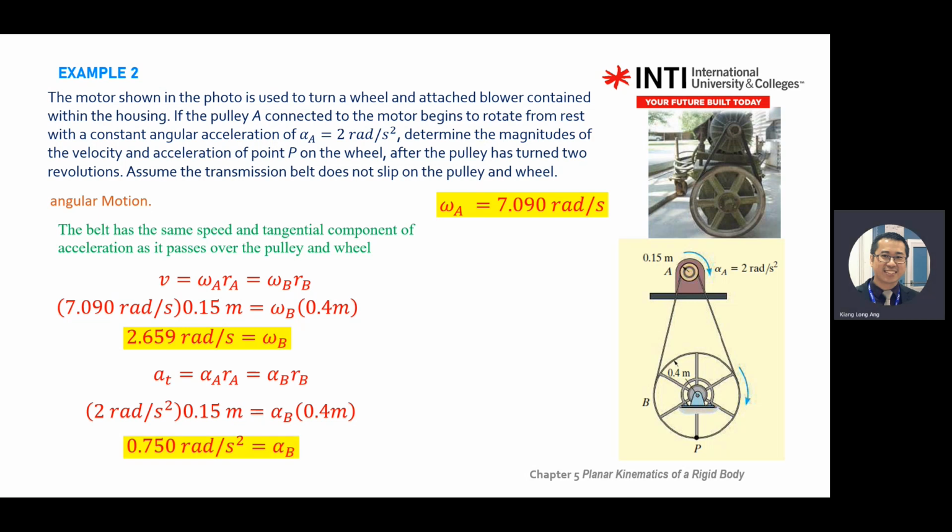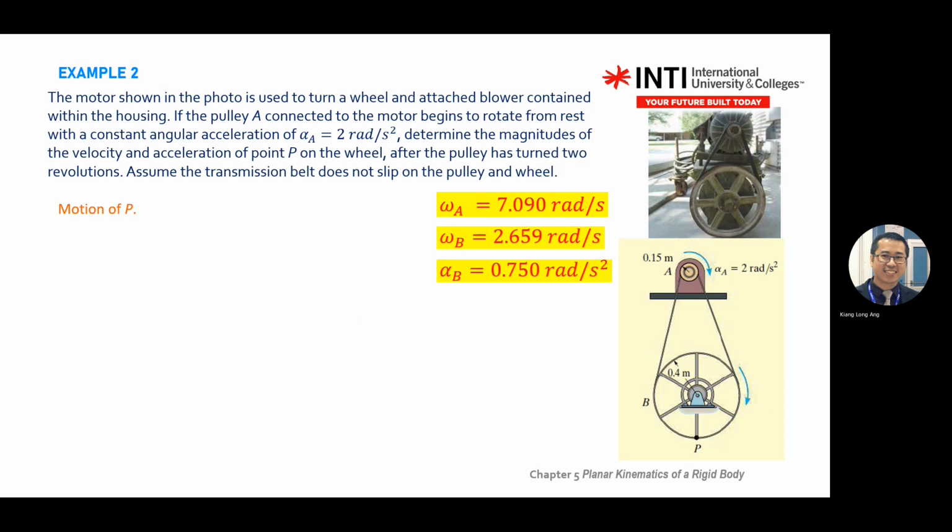The unit is no longer meter over second squared. You are dealing with angular motion of a rigid body, so it is in radian over second squared. You have omega A, omega B, alpha B. You need to look at point P.